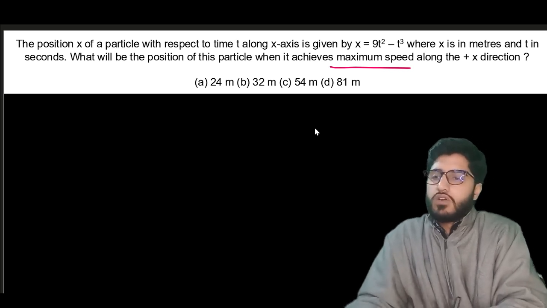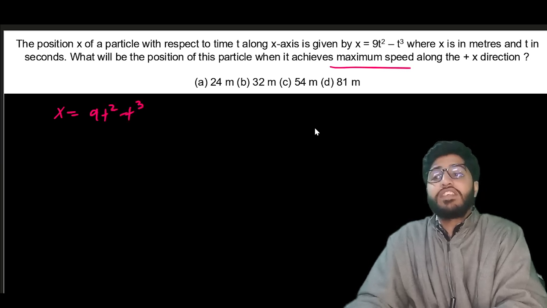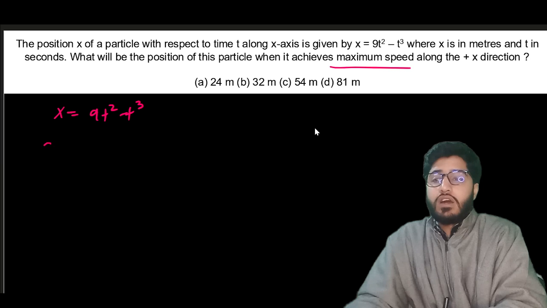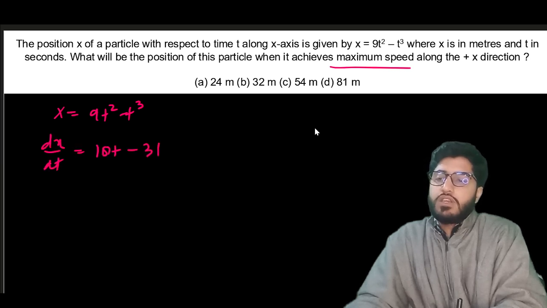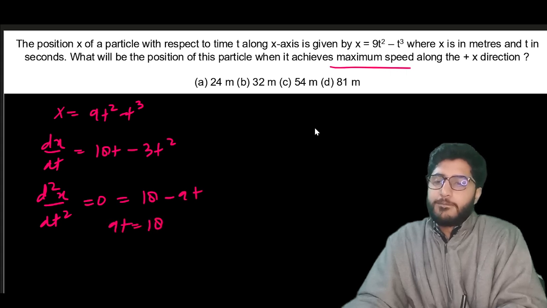Clear? So look now. x is equal to 9t square minus t cube, where x is in meters and t is in seconds, right? So can I write now dx by dt equals 18t minus 3t square? Okay, one more time differentiation. d square x by dt square will be 18 minus 6t.